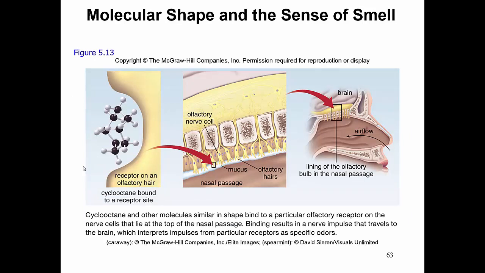Olfactory receptors are actually nerve cells at the top of the nasal passages, and that gives us a nerve impulse that travels to the brain, which interprets impulses from the distinct receptors as specific odors. So you see cyclooctane, for instance, bound on an olfactory hair right here, and it fits. If you change the orientation in space of some substituents, the fit wouldn't be quite as good, because this cavity is going to be chiral. Now, cyclooctane is not really a chiral molecule. It's just an example here. It reaches the lining of the olfactory bulb in the nasal passage, and then that gets sent as a nerve signal to the brain.